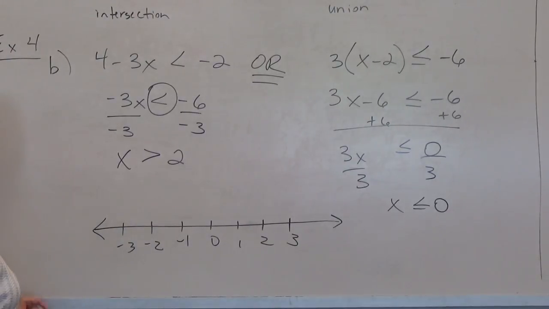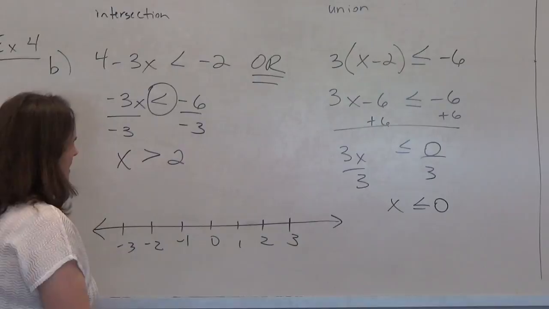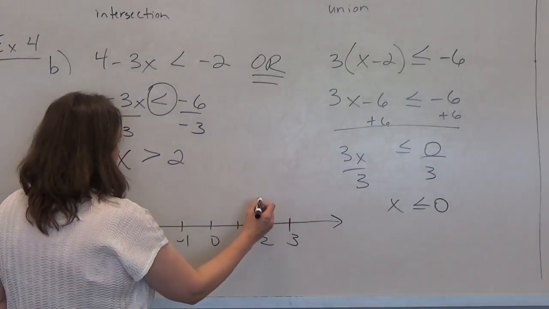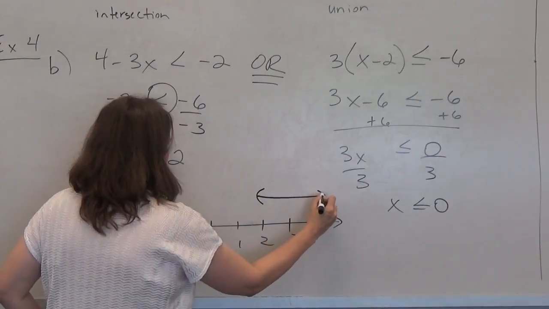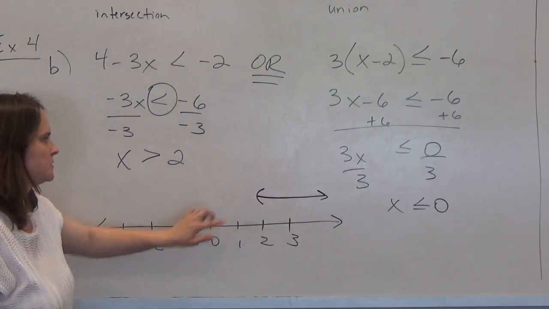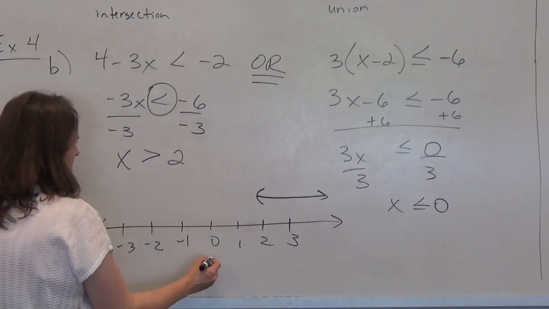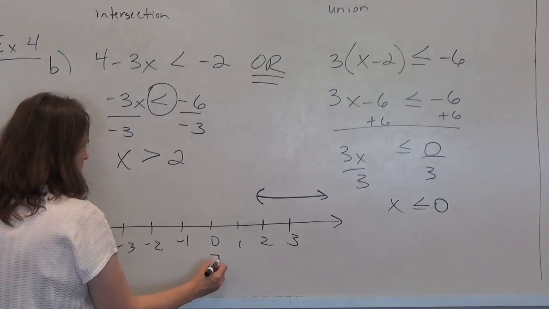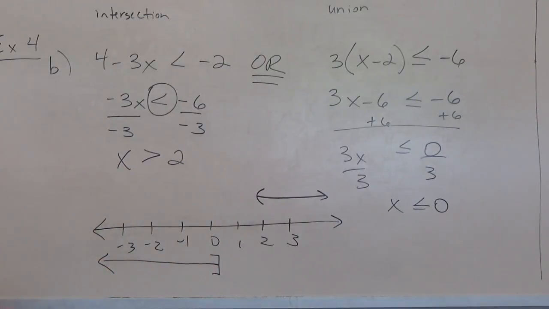So now we'll graph the two individual pieces, x greater than 2. I'm going to put it above my graph. So I'm going to do the round parentheses and shade everything greater than 2, like this. You could also do the open circle. X less than or equal to 0, I need to shade everything smaller than 0, including 0 itself. So I'm doing a square bracket and shading everything to the left.